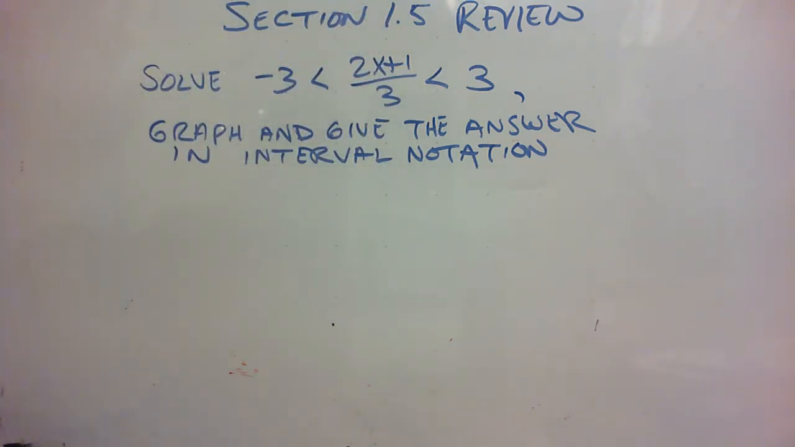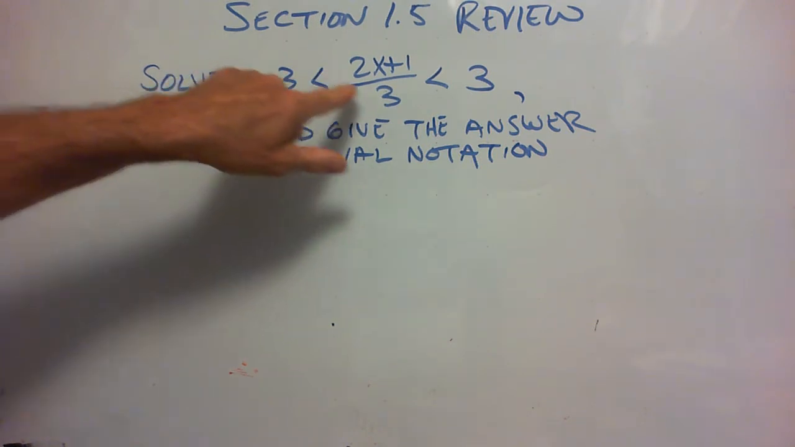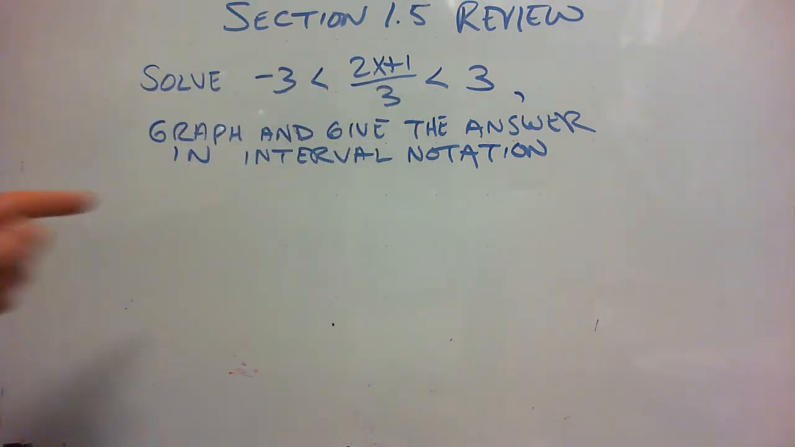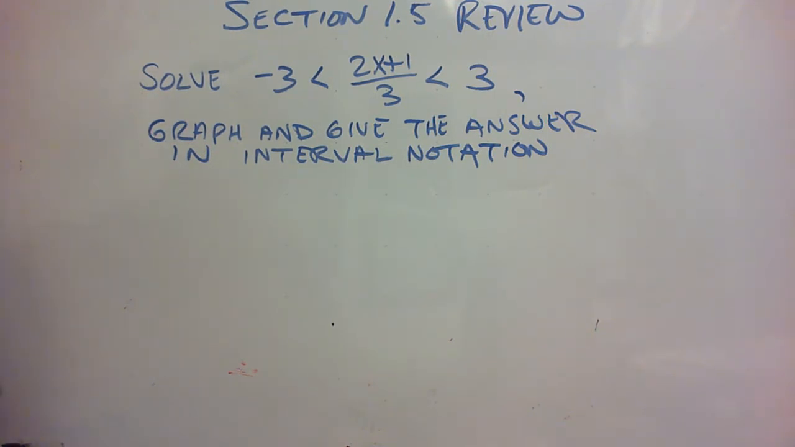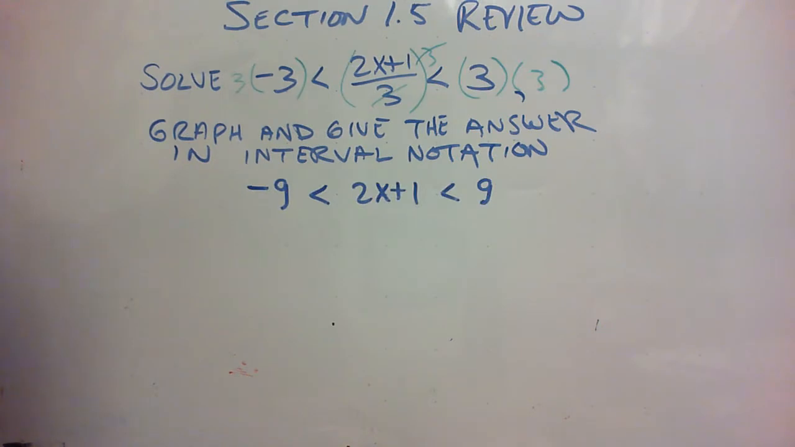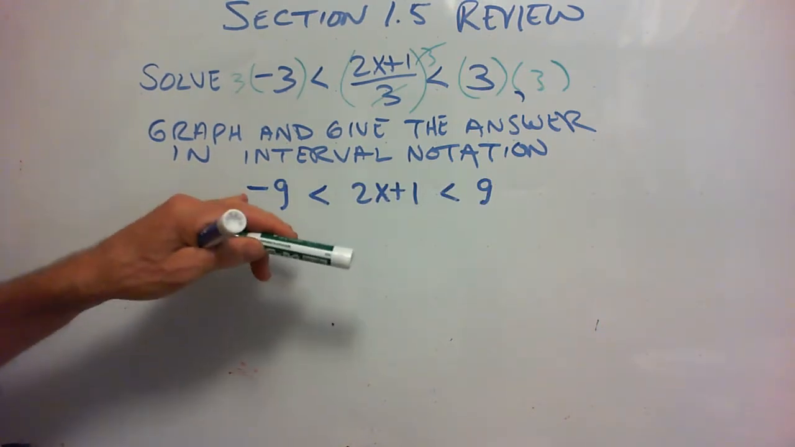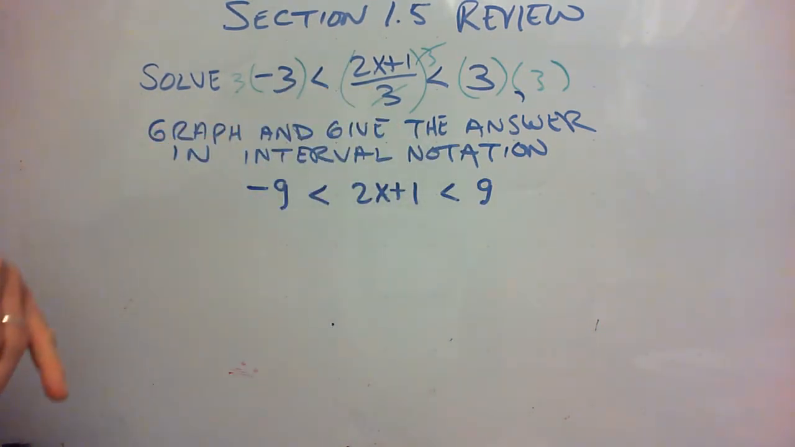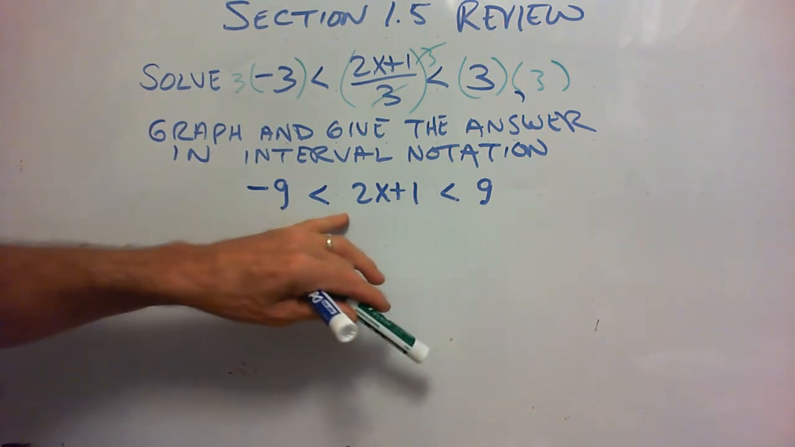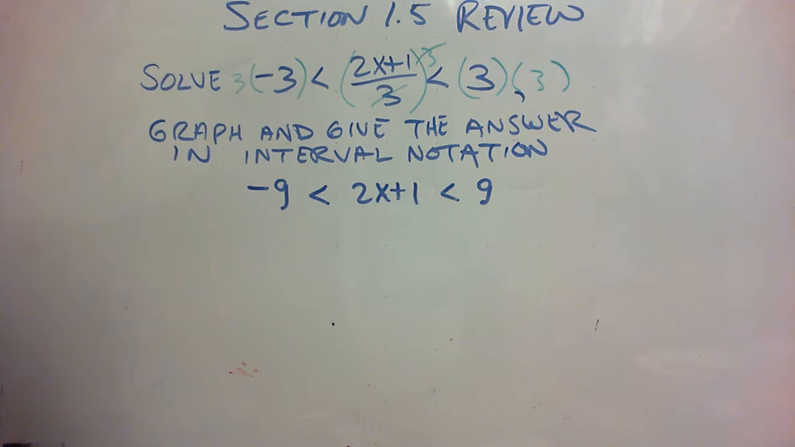And the way we solve this is to do operations on all three parts and get x all by itself in the middle. So the first thing you'd want to do is multiply all three parts by 3, then solve for x from there. So see if you can do that. So when you multiply all three parts by 3, the denominator in the middle cancels. You get negative 9 less than 2x plus 1 less than 9.